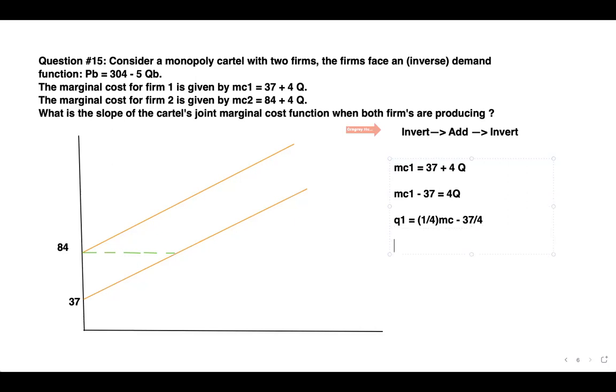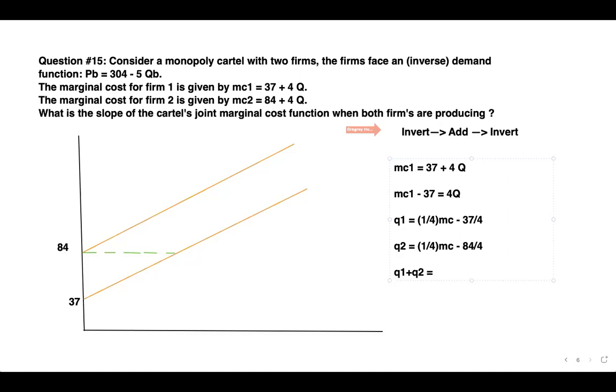So you do the other one and tell me what it is when it's inverted. I got Q2 equals 1/4 MC minus 84 divided by 4. Okay. So then we add them together and we get Q1 plus Q2, which we know is just going to be the combined amount, Q, which we can relabel in a minute, is equal to what? I got 4x plus 121 over 2. Okay. 4x. Two x plus 121 divided by 2. Well, I got right here, right?